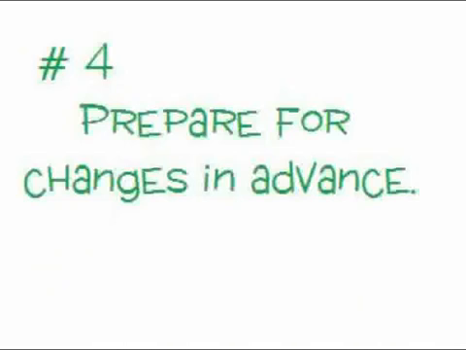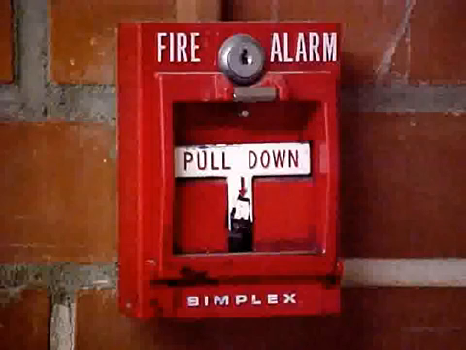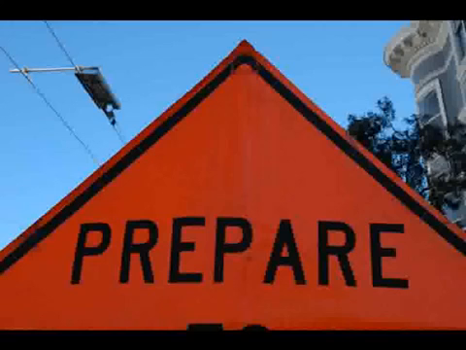Number 4. Prepare for changes in advance. Change is a typical part of most school days. Changing classes, changing teachers, changing subjects and activities, and changing schedules due to things such as fire drills. These common types of transitions often present a problem for a student with autism. When you know about a change in some aspect of the school day, it is helpful to prepare students with autism by telling them, incorporating it into the visual schedule, and reminding them prior to transition time.